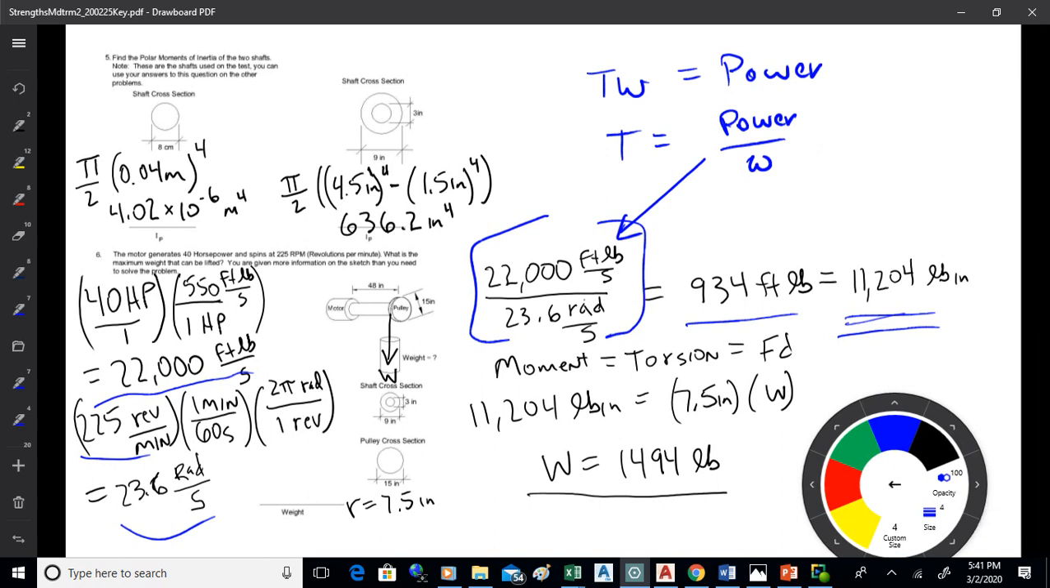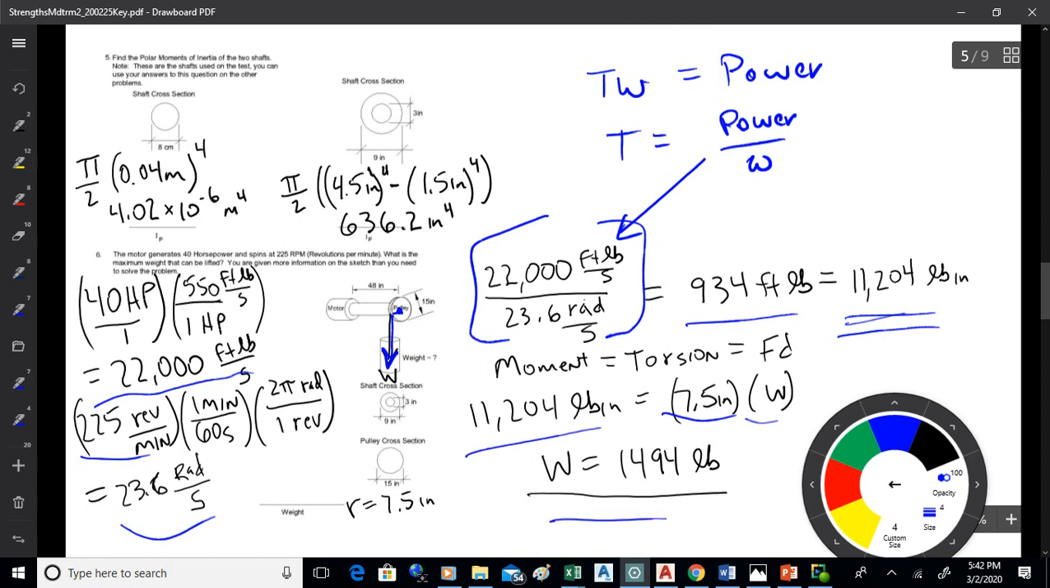Okay, now torsion is the moment about a shaft. So you want the distance. You have the weight already. That's what you want to find. You want to find how far it is from the center of the shaft. That's half the pulley diameter, which would be the radius. That's 7.5 inches. So the 11,204 is 7.5 inches times the weight. So the weight is 1,494 pounds.